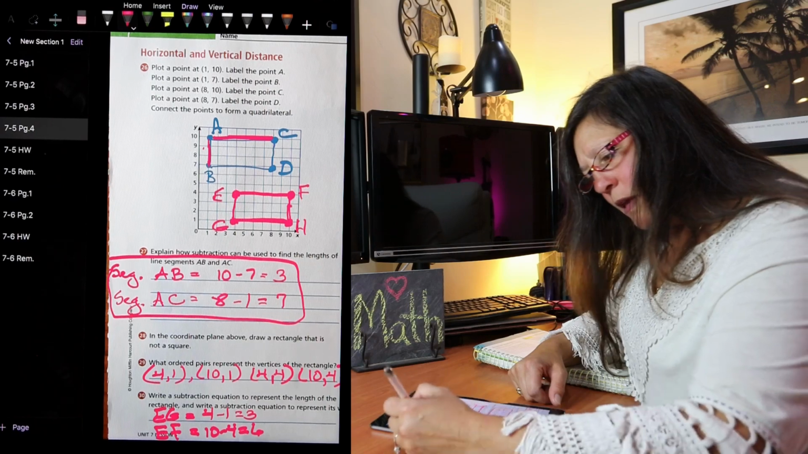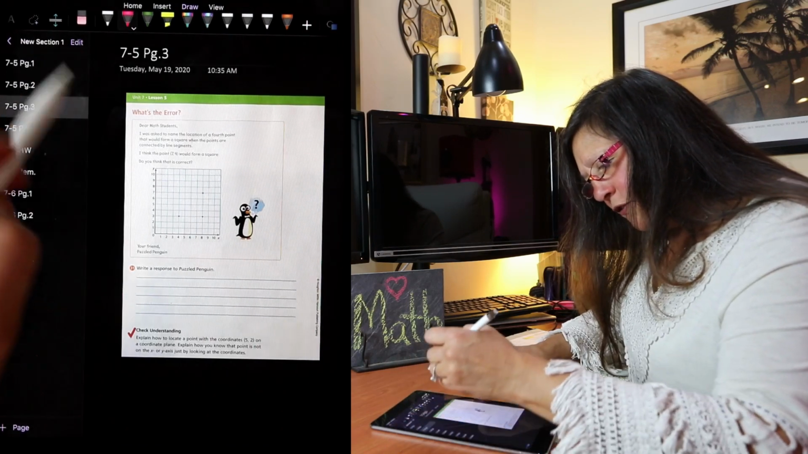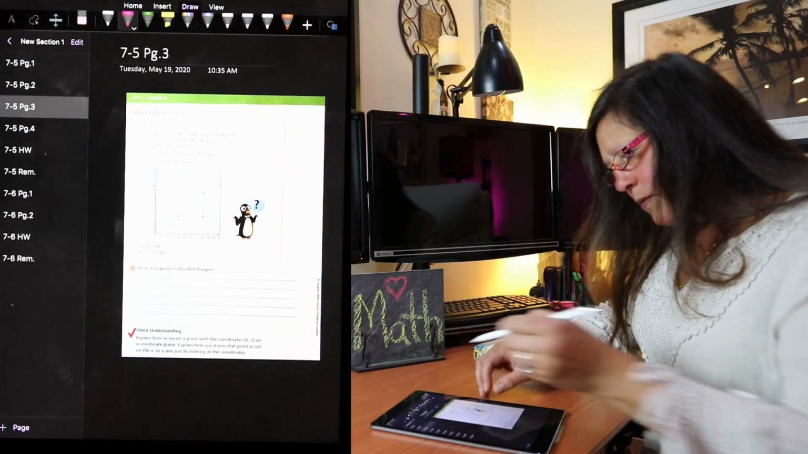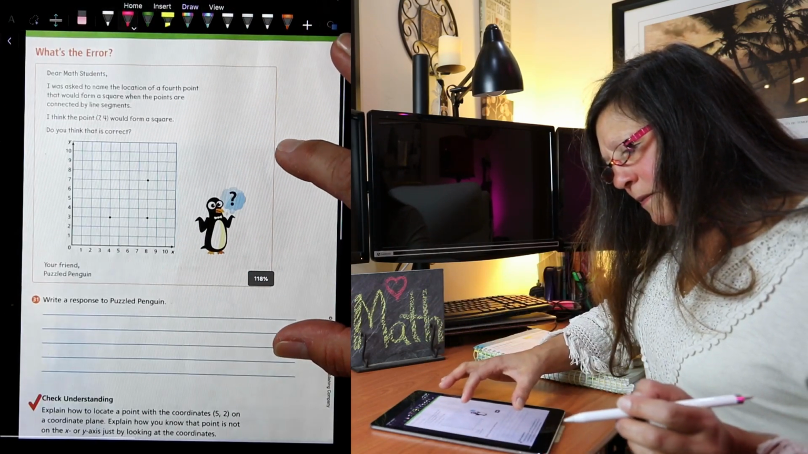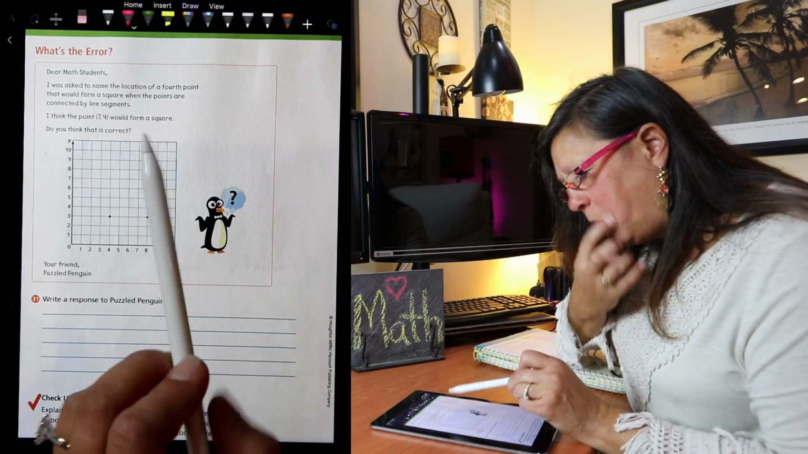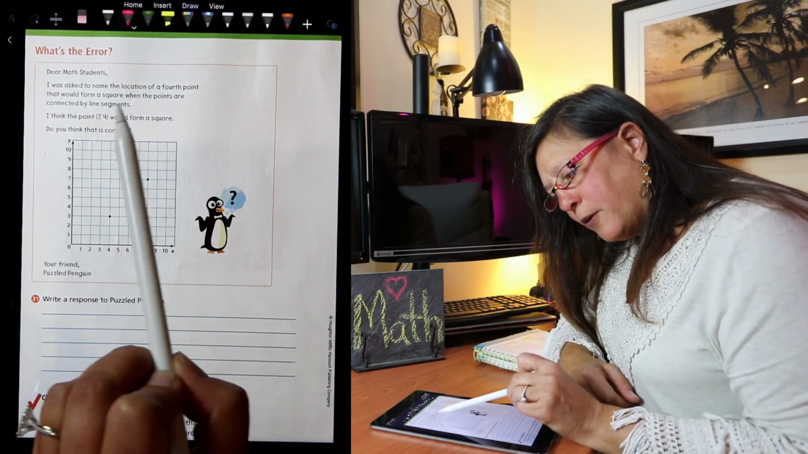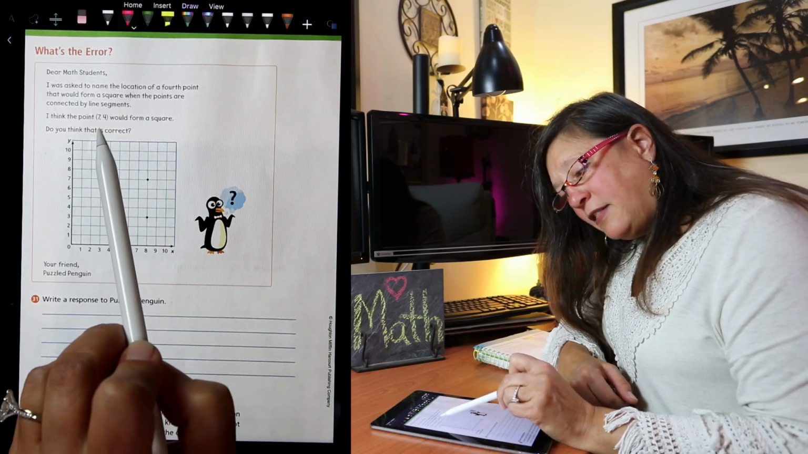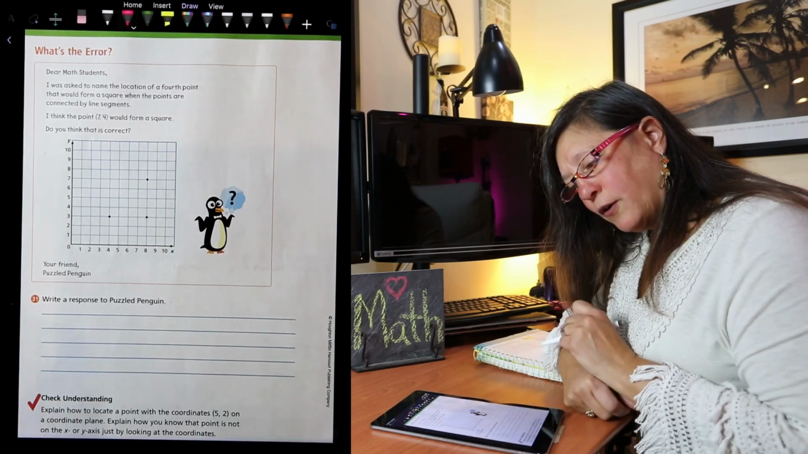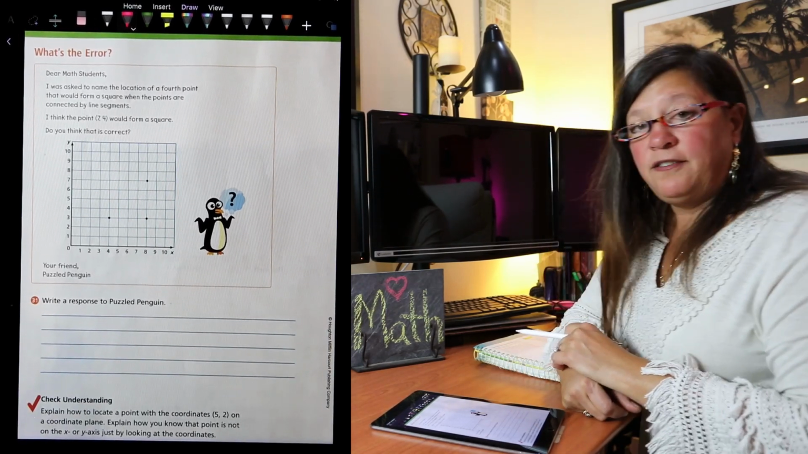All right, our last page today is a puzzled penguin that we're going to be doing together. Let's see if we can figure out what he did. I was asked to name the location of a fourth point that would form a square when the points are connected by the line segments. I think the point 7, 4 would form a square. Do you think that is correct?